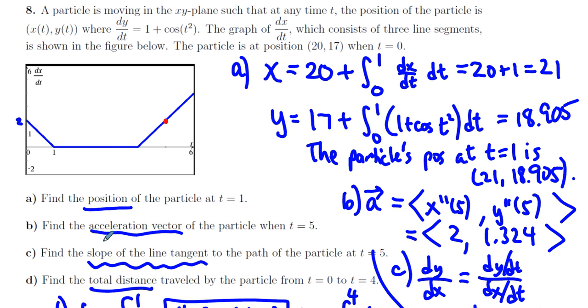You have to know that acceleration is a vector and that it comes by taking the derivative of the x component of velocity and then the derivative of the y component of velocity. You have to know that a slope of a tangent line is dy dt over dx dt. And you have to know that total distance traveled is an arc length. And if you know those things, you are in very good shape. And all of the practice questions that you'll be seeing in Canvas will make a lot more sense.